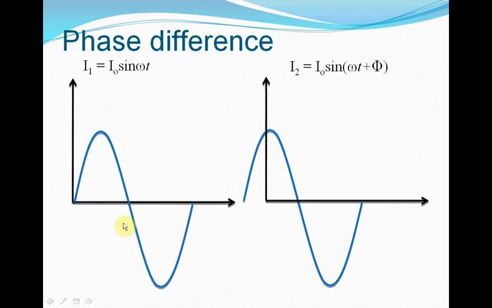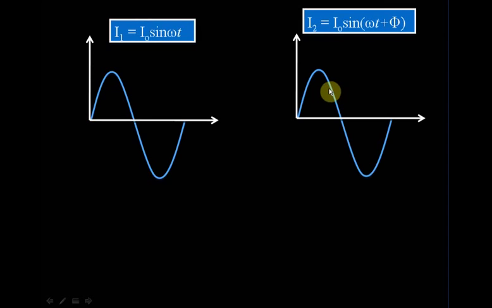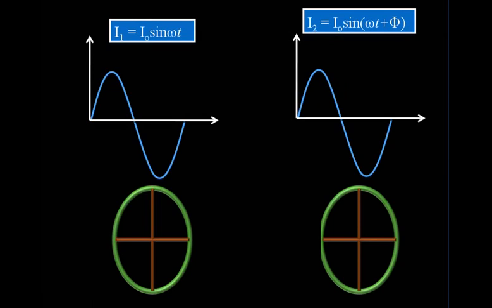As you can see, at time t equal to 0 here, the first current has value 0, but at time t equal to 0, this second current already has some value, isn't it? And therefore you can say that it leads the first current by a phase phi. Phi is the initial phase of the second current. Let's see what difference in phasor diagram will occur if a certain current leads another current by a phase phi.